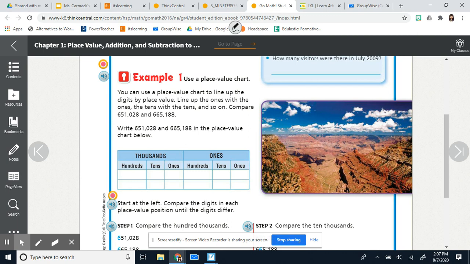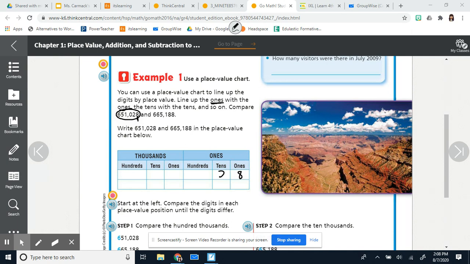So you have to make sure you're lining up the ones with the ones. Okay, so don't get your digits out of order. The tens with the tens, and so on. So I'm going to start with 651,028. So remember what I said yesterday. The ones place starts on the right. So I'm starting with 8. I'm going to put my 8.